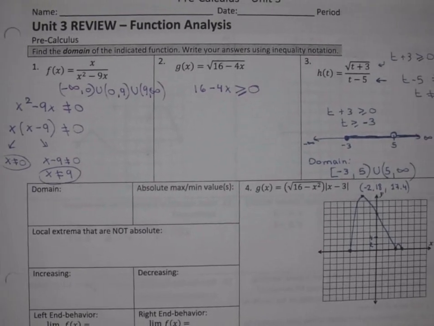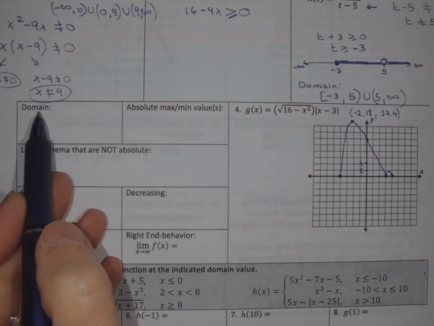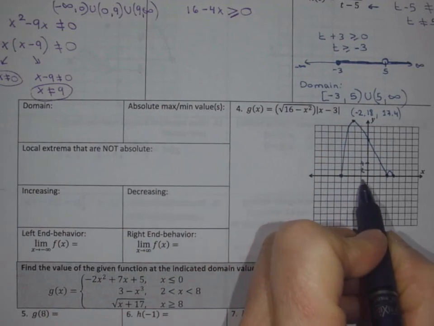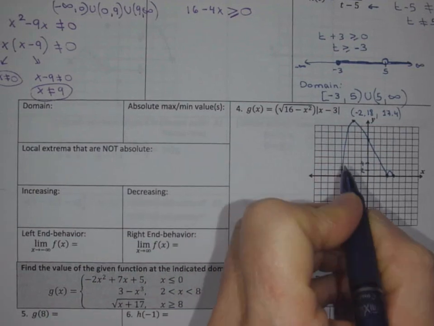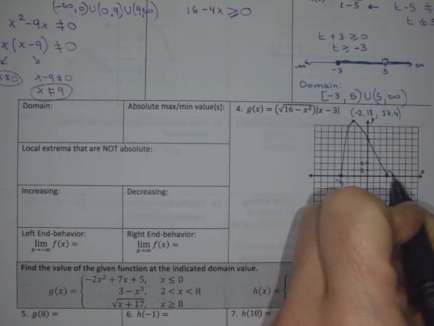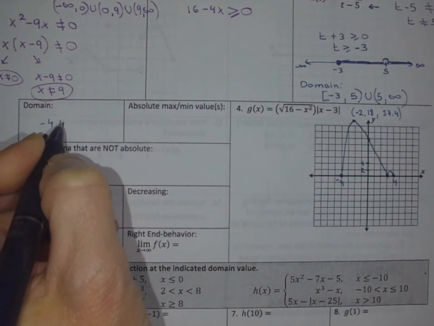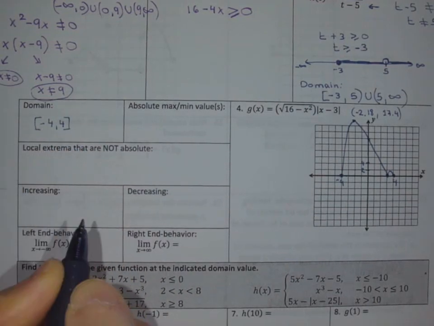Alright, so now we can answer our questions. And the first thing we want is the domain. Well, the domain here was from -4 all the way to 1, 2, 3, that was 4, wasn't it? Yes. So the domain will be from -4 all the way to 4, including those numbers.